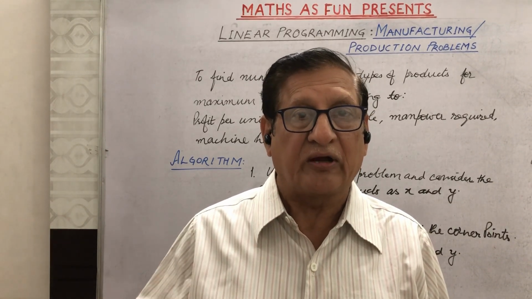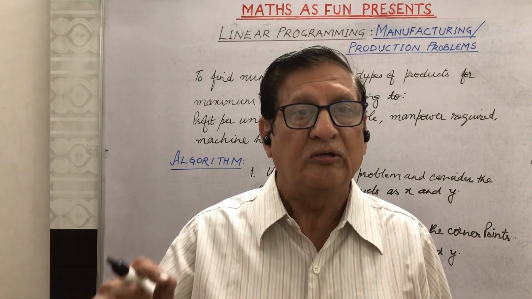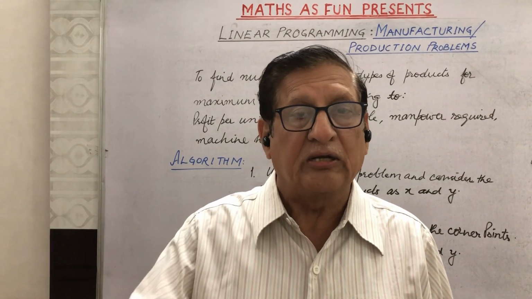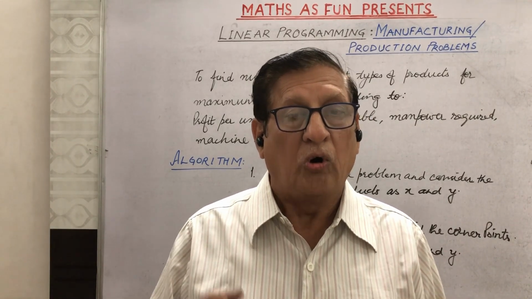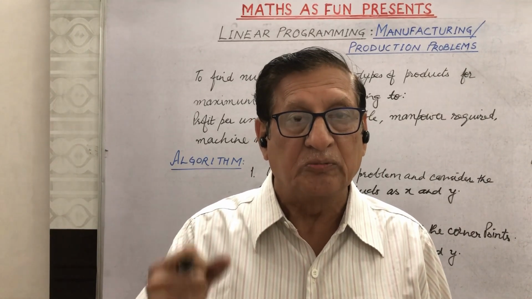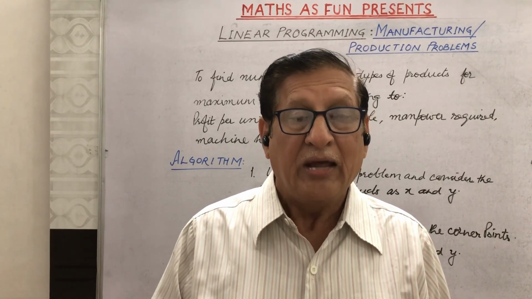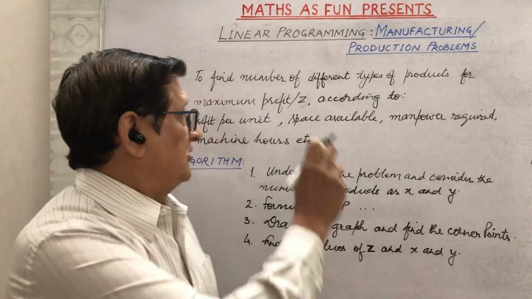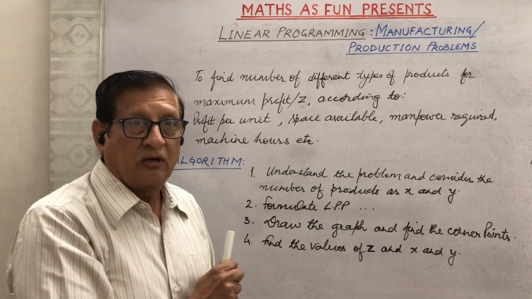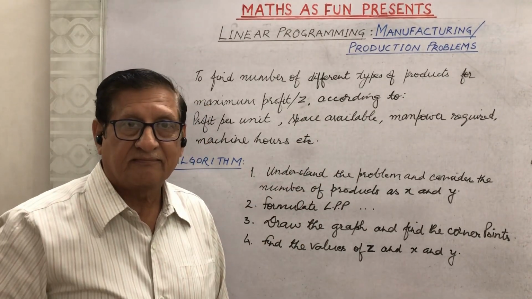Suppose there is a factory or a firm producing or manufacturing two different types of items. Then we are to find out the maximum profit on those particular items. How many items we should produce in a day to get the maximum profit according to the space available, profit per unit, manpower required, or the machine hours, etc.